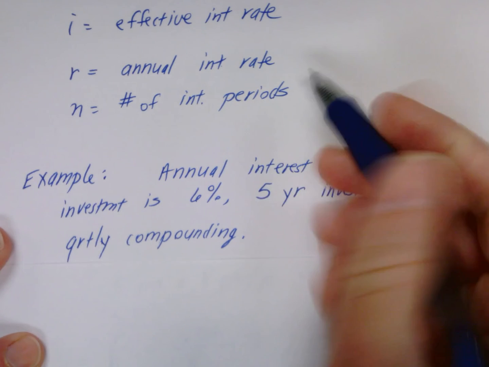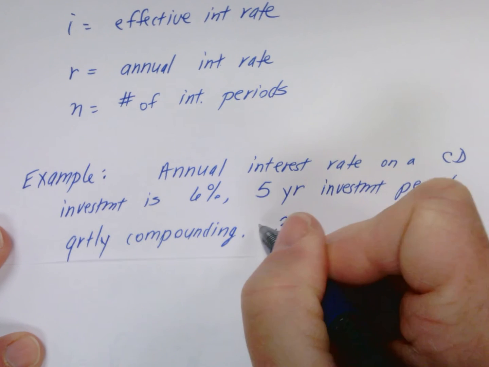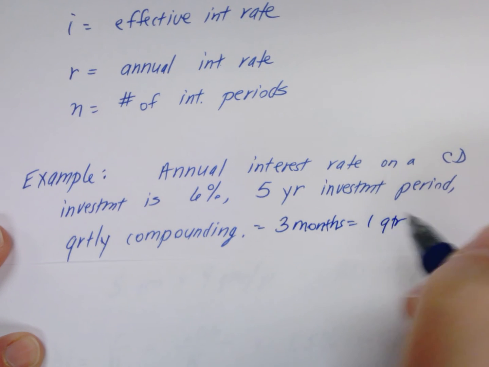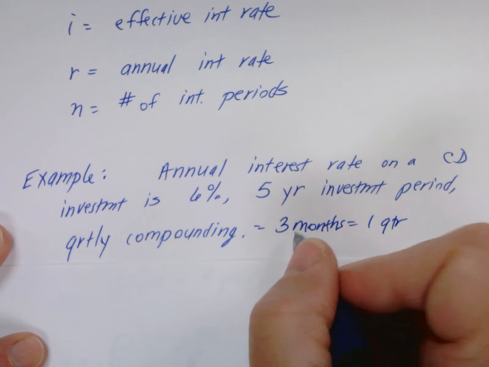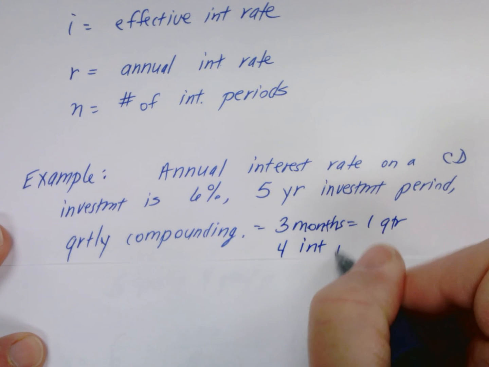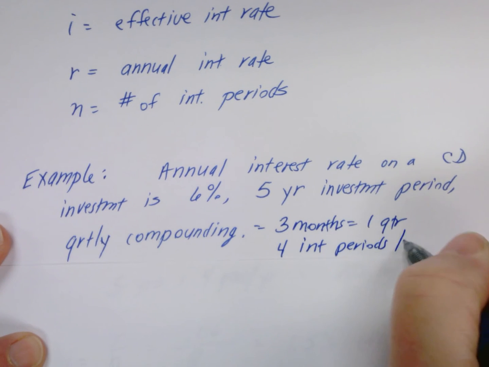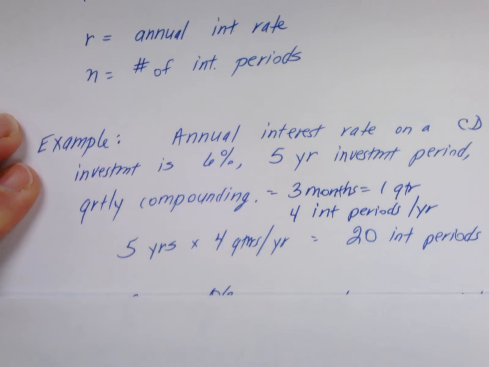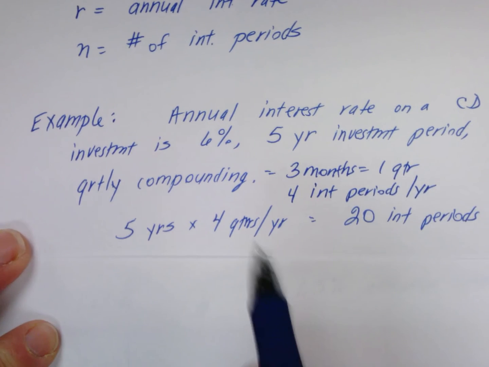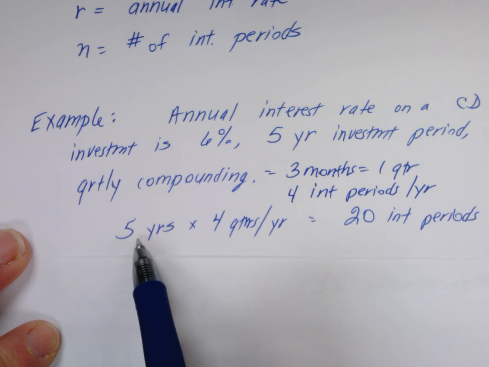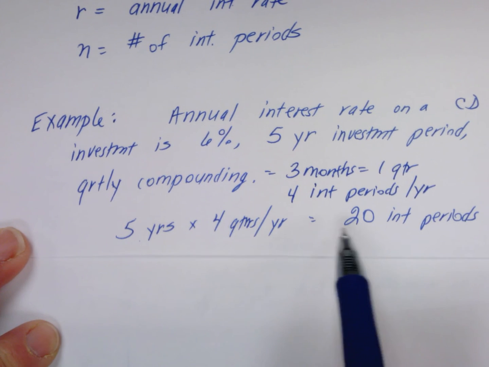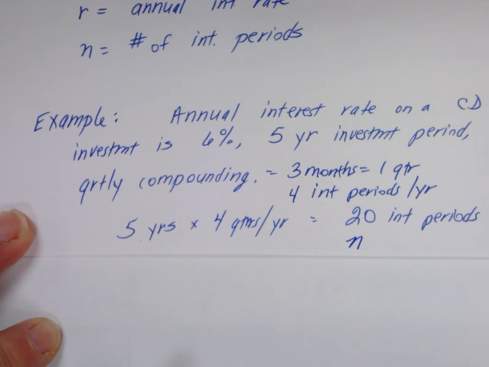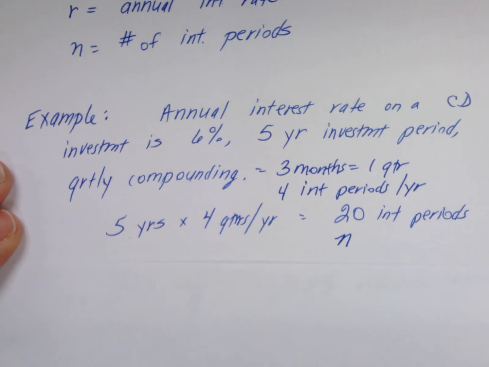So quarterly compounding means what? Every 3 months. 3 months equals 1 quarter. So in a year, we would have 4 interest periods per year, because there are 4 quarters in 1 year. Every quarter is 3 months. In this case, it's a 5-year investment. We're committing our money to the bank to invest in a CD for 5 years. There are 4 quarters per year, so that's 20 interest periods. That would be our N in this situation, 20 interest periods over the 5 years.